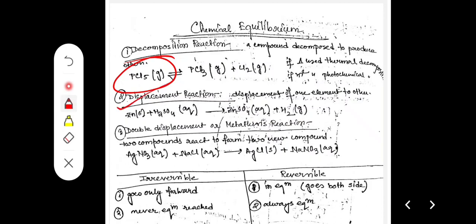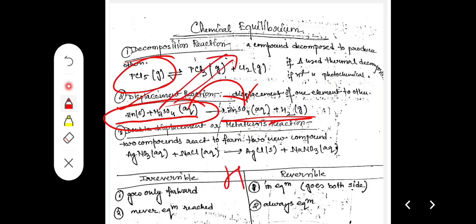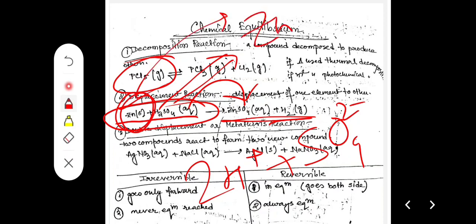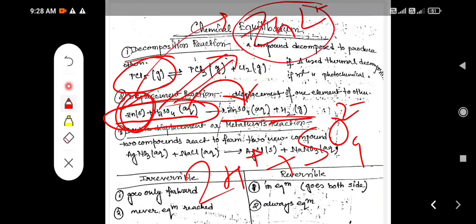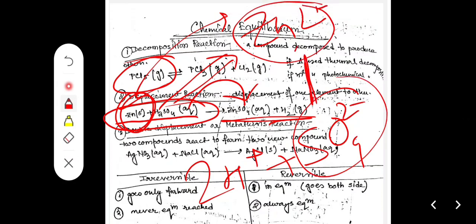Now we consider the displacement reaction. There is displacement of one element by another. For example, solid Zn and H2SO4 react and ultimately produce ZnSO4 and H2. How? H2SO4 dissociates into 2H+ and SO4 2-, and Zn is converted into Zn2+, and this Zn2+ and SO4 2- combine with each other, and the 2H+ produce H2.